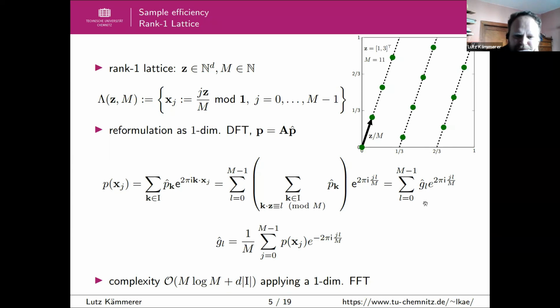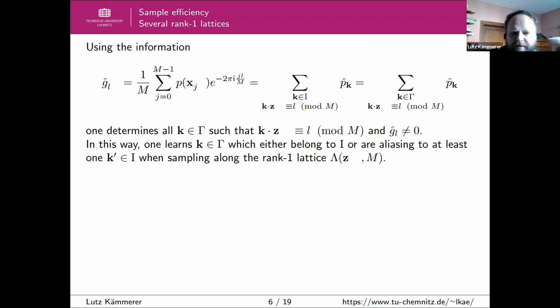And that's it. And now we do not know what the p hat k is, and which k belongs to the I. What we do is the following. We use this information, this g hat L. This is the formula from above. That means you possibly sum up some of the p hat k's that belong to your active frequency set. But we only know that they are in this gamma.